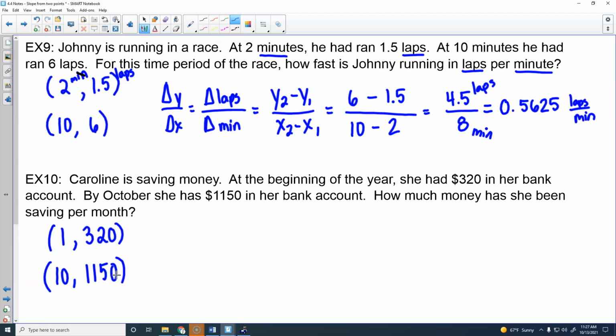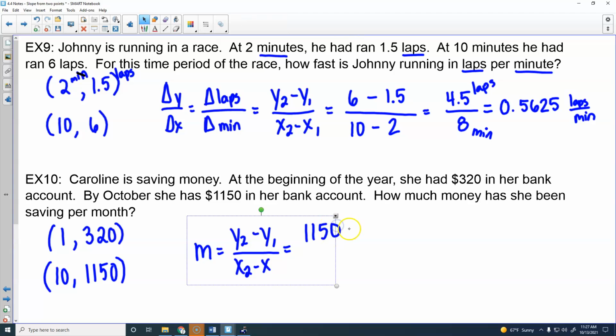All right, so Caroline is saving money here. We need to know how much money she's been saving per month. So our money is our y. It's got to go on top. So our slope that we'll get here is, again, y2 minus y1 over x2 minus x1.